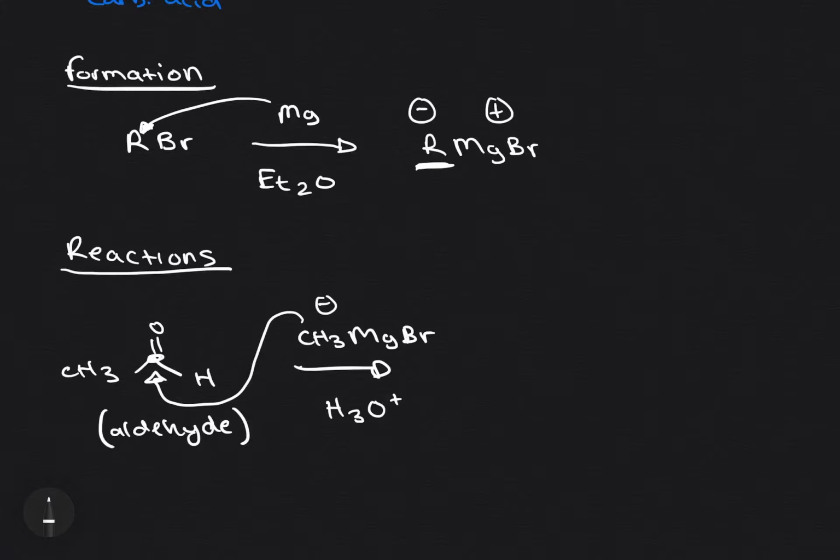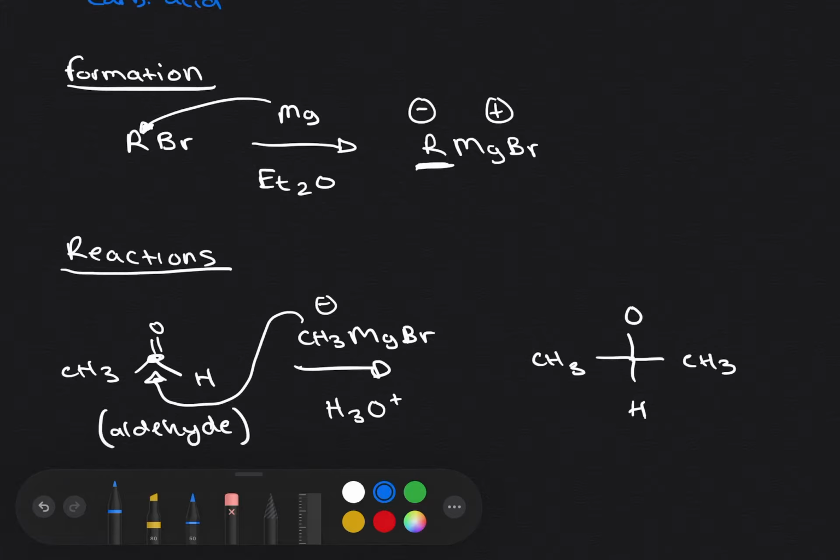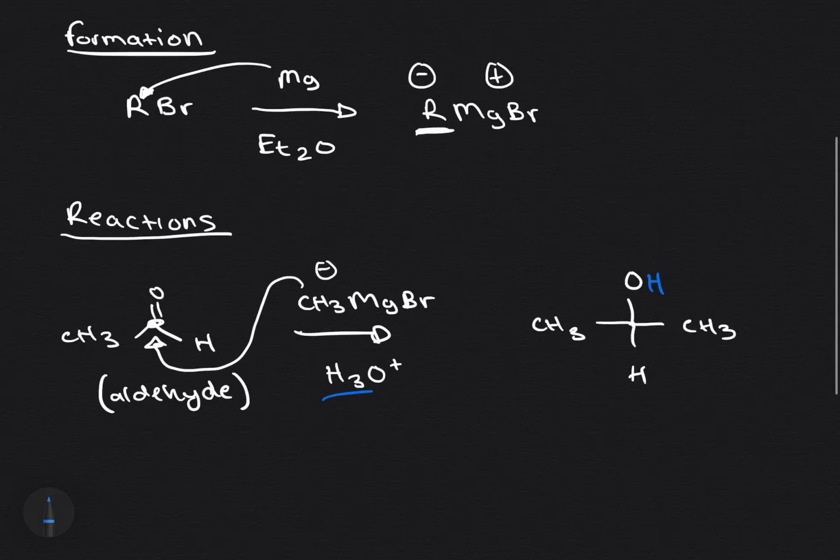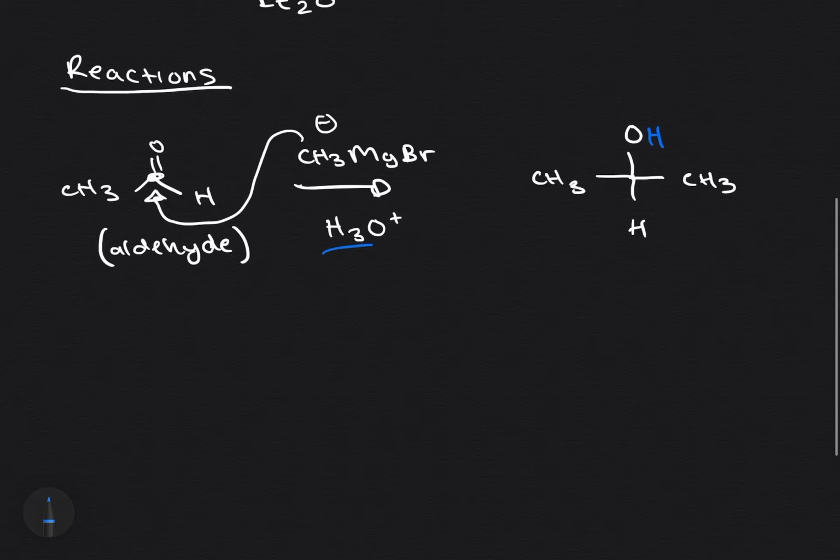And that is going to add, so in this case we'd have our normal CH3 like that. You'd have O come like that. That would be your molecule there, and then you would have an H from the acid there that is going to protonate that. So you'd get a secondary alcohol with a normal aldehyde like that.